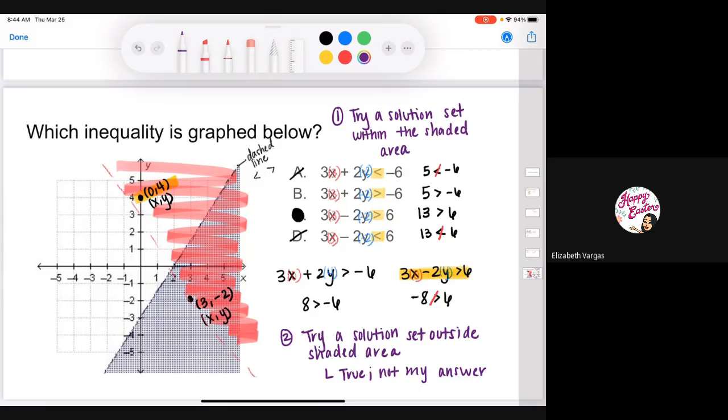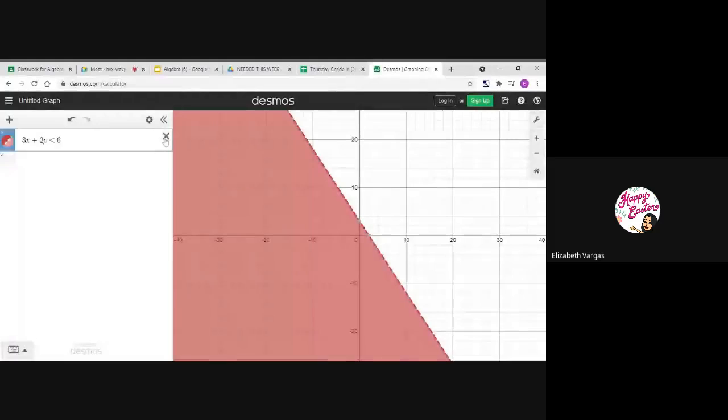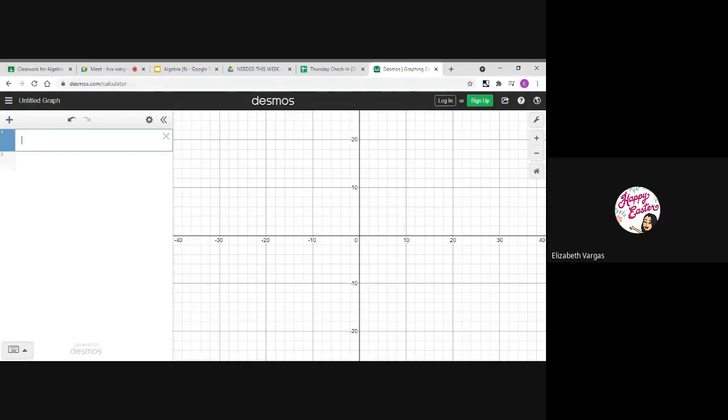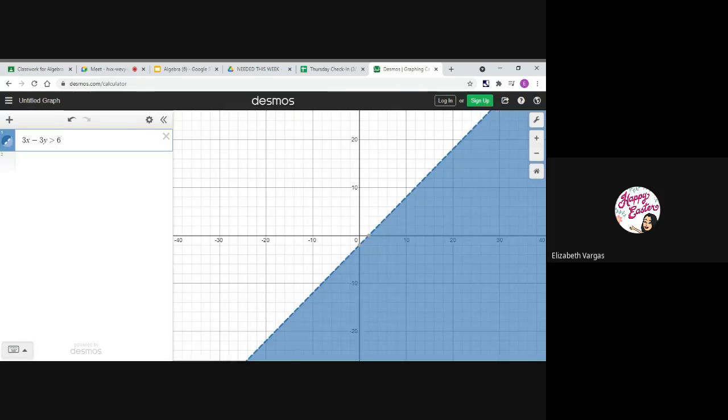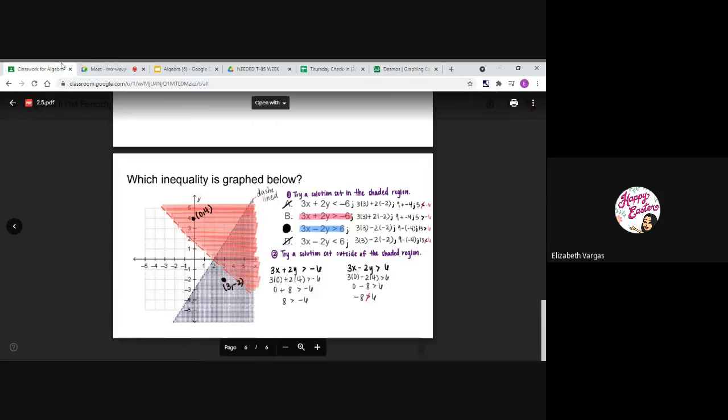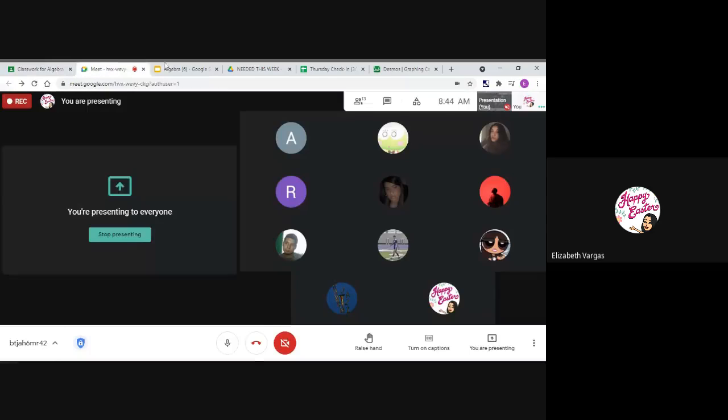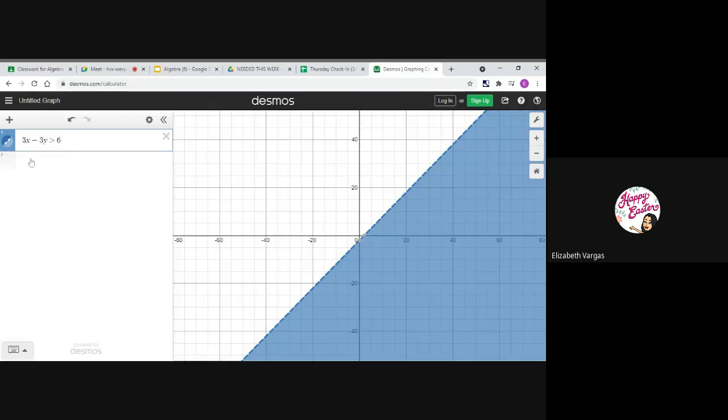And I'll just go ahead and show you the right answer on the graphing calculator. And you'll see that it actually does in fact match it. So the right answer is 3x minus 2y is greater than 6. You'll see that that matches that blue part right there, right? That matches that blue part, where the other answer that we were looking at, oh, this is actually 2y. But it's still the same thing.